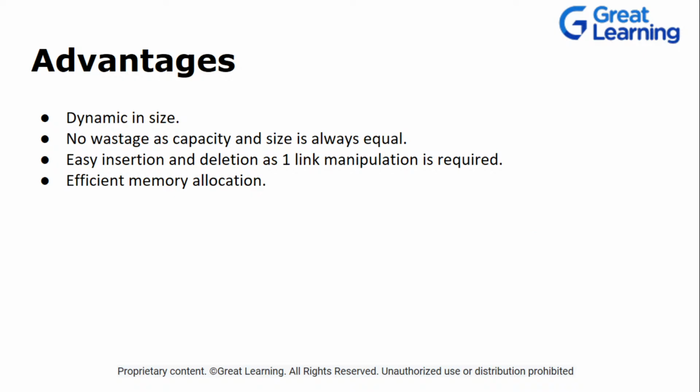First, it is dynamic in size, which is quite obvious, whereas in arrays the size was fixed and we cannot exceed it. And even if we are not exceeding that size, if we are underutilizing it, say storing only 2 elements when the size is 4, we are underutilizing our memory. Here there is no wastage of capacity, and the size is equal. Basically, whatever the size of the linked list is, that is the capacity it holds. That means there is no wastage of memory. Insertion and deletion are possible and you have to manipulate only a single link.